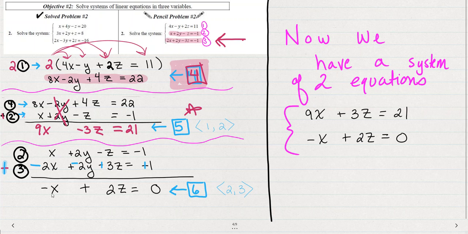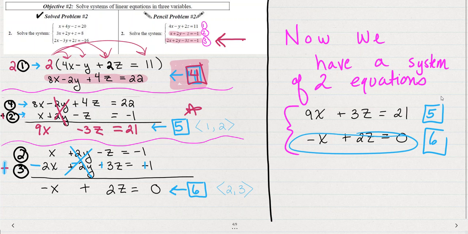So x minus 2x is negative x. 2y minus 2y cancel each other out. 3z minus z is 2z. Negative 1 plus 1 is 0. So it looks like my second equation is negative x, or the opposite of x, plus 2z is equal to 0. And that's our equation 6. And we already had our equation 5, 9x plus 3z equals 21.